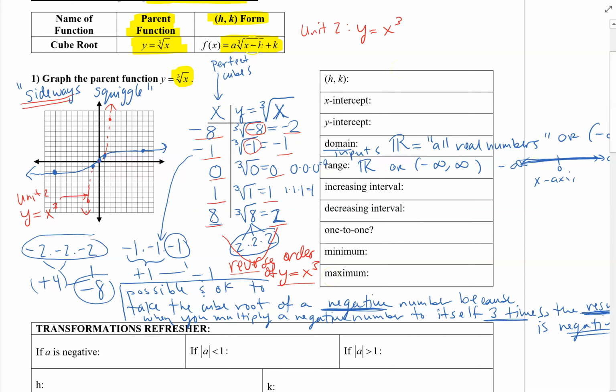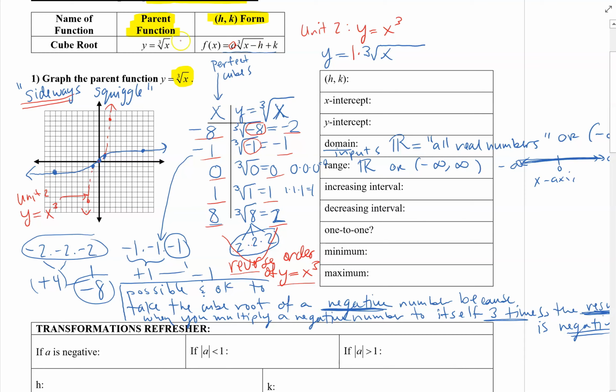So now let's look at the equation here, how this parent function equation compares to the AHK version. So notice in the parent function, we just have the cube root of x, right? Well, that means that the a value must be 1. In order for there to even be a cube root there, it must be being multiplied by 1. So then the a value for the parent function is 1.